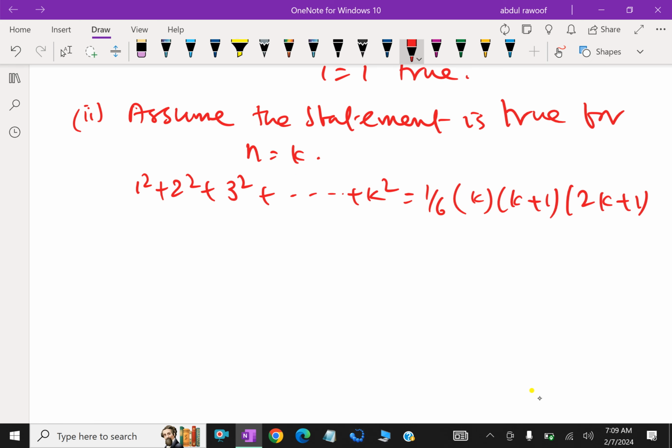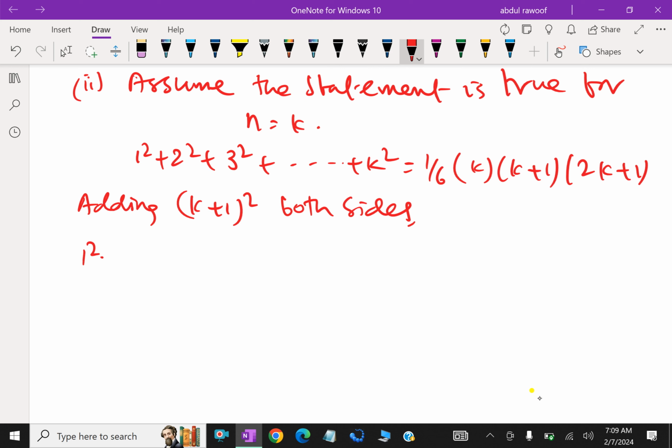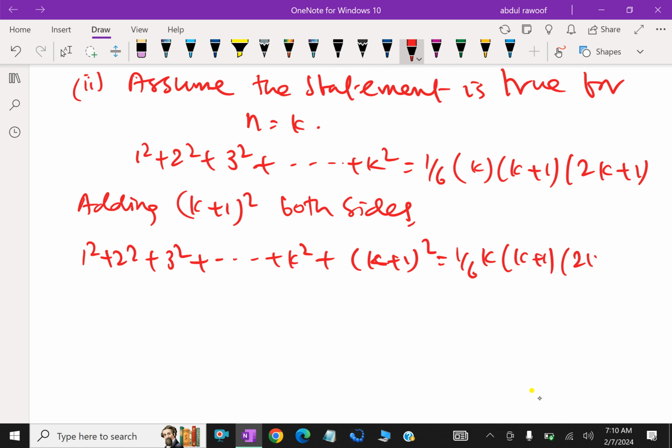Then adding k plus 1 square to both sides, what we have is 1 square plus 2 square plus 3 square up to k square, and adding k plus 1 the square to both sides, which is equal to 1 over 6 k into k plus 1 into 2k plus 1 plus k plus 1 the square.